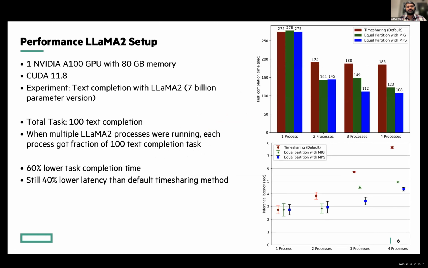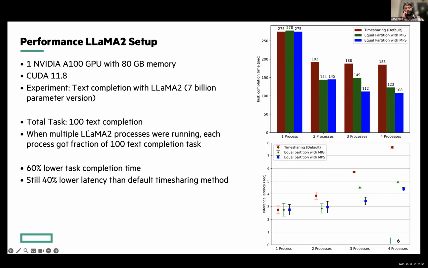As a test case, what we did was take a Llama code, put it as a function in Concax, and run it on one A100 GPU. Since we were targeting only one GPU right now, we only took the smallest version of Llama. And then the task was 100 text completions. There's a paragraph, and the model has to complete the text.